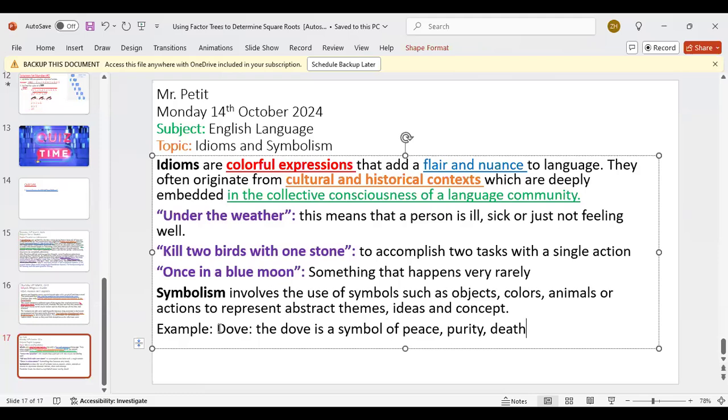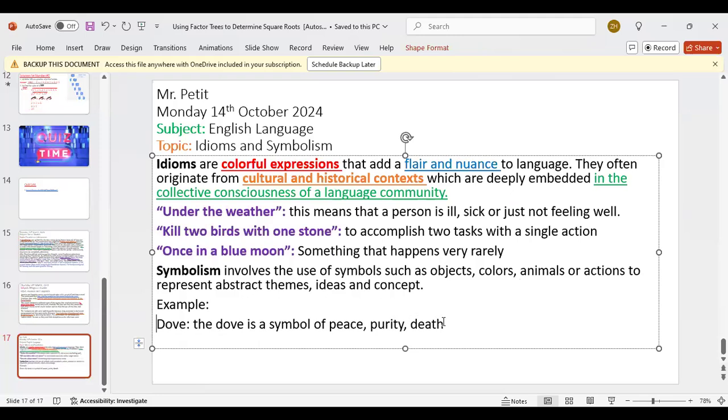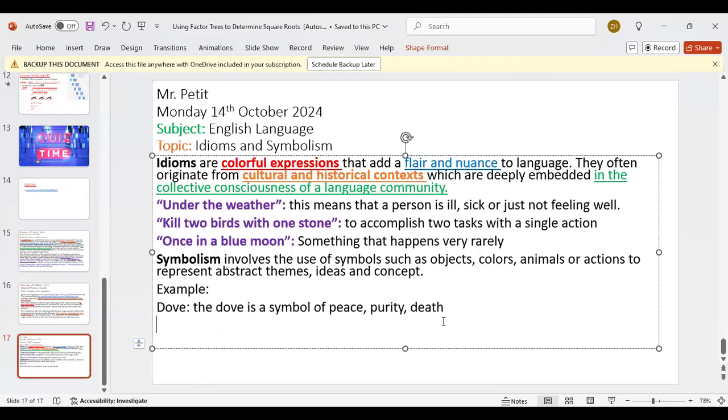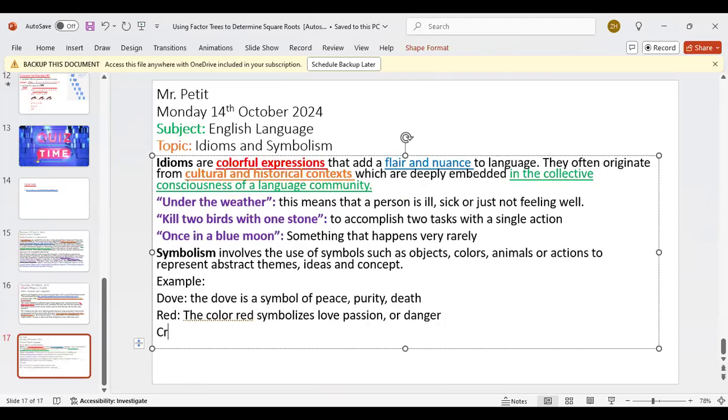The color red. What is the color red used for? Danger. Love. Caution. The color red symbolizes the blood of Jesus, alertness, love, passion. What else? Danger, or even rage, right? Blood of Jesus. Caution, yes. And then you have the cross.